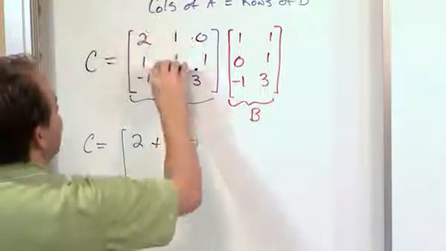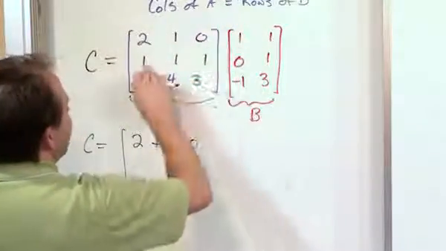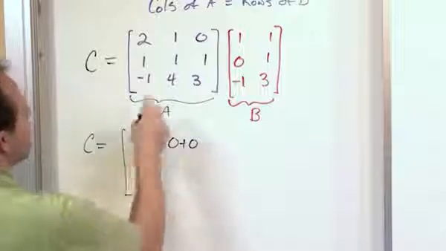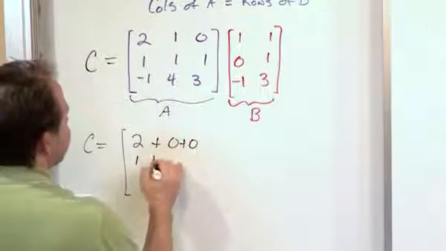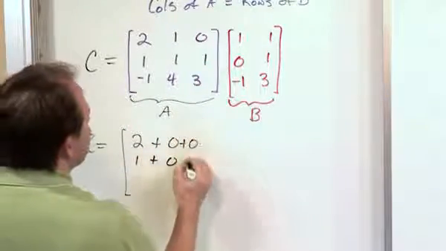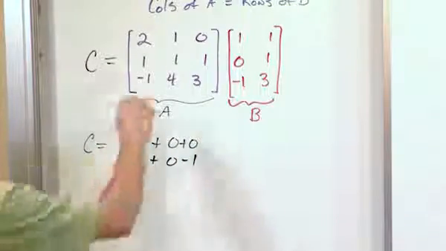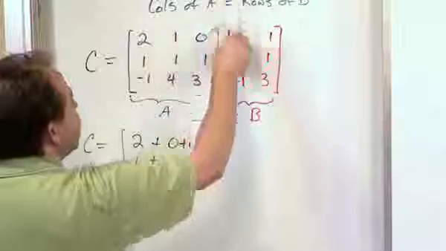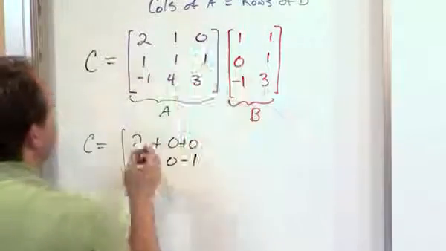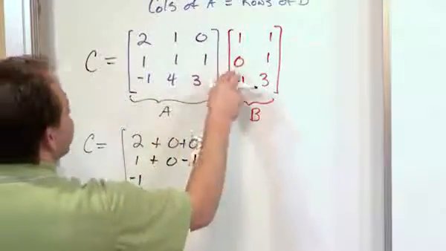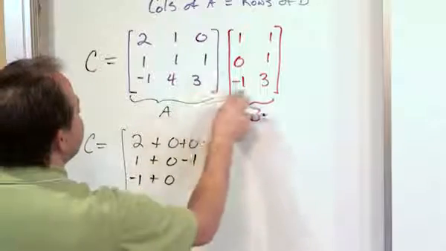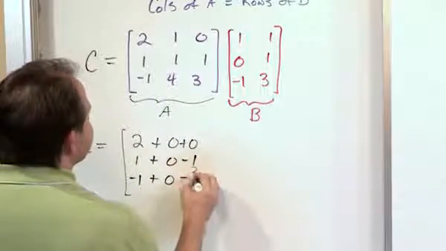Now let's go down here. So now we go down a row, we go over and down again. So 1 times 1 gives me 1. 1 times 0 gives me 0. 1 times -1 gives me -1. And then we go down to the third row, again, over and down. So -1 times this gives me -1. 4 times 0 gives me 0. 3 times -1 gives me -3.